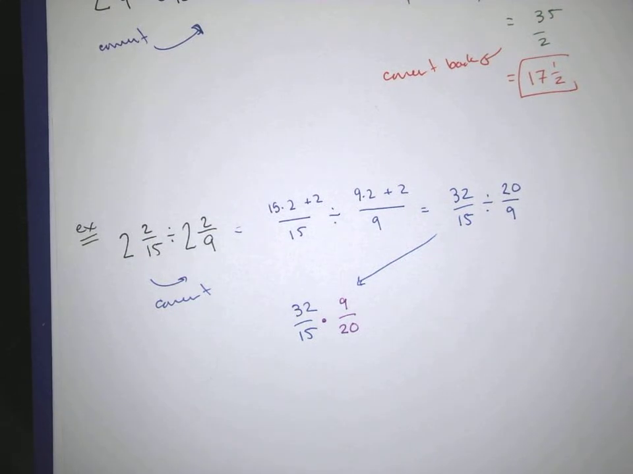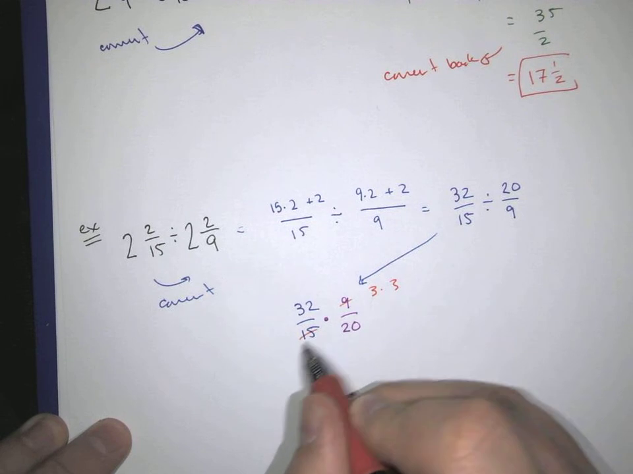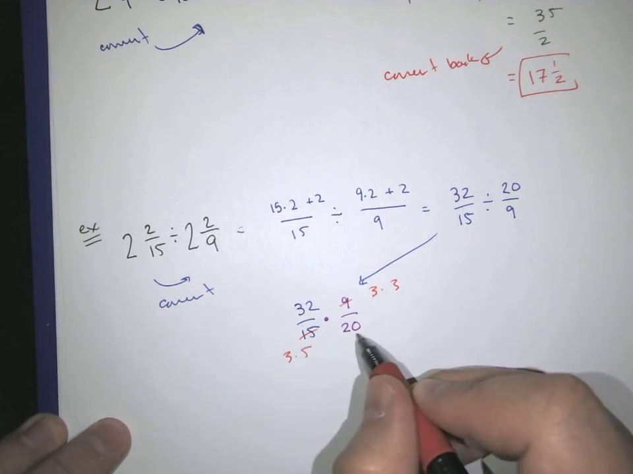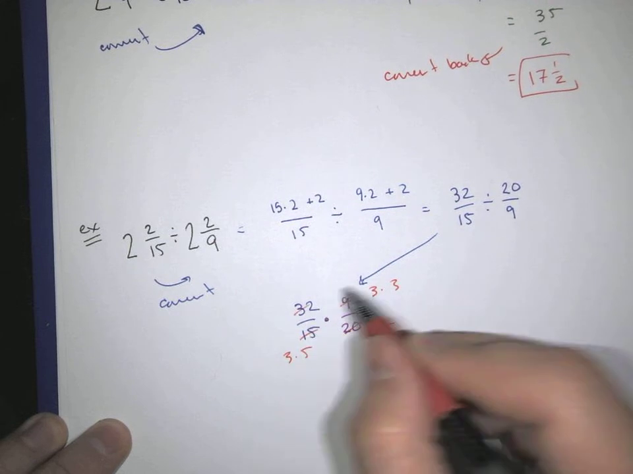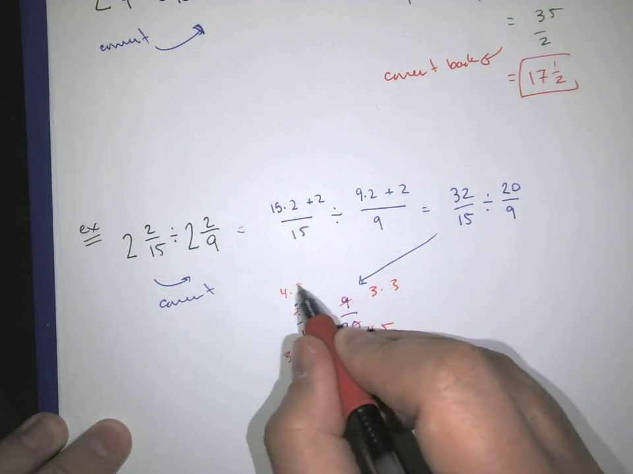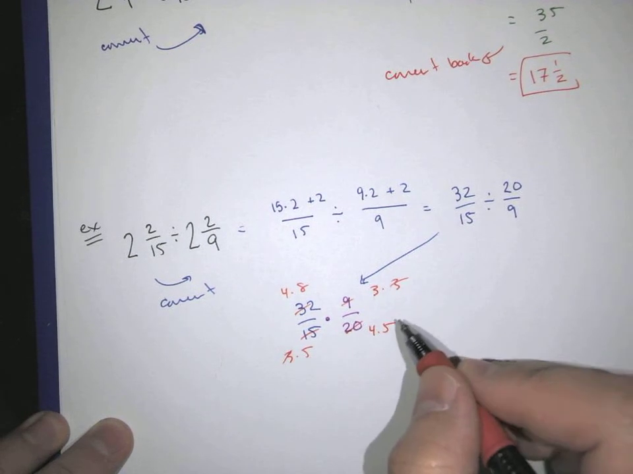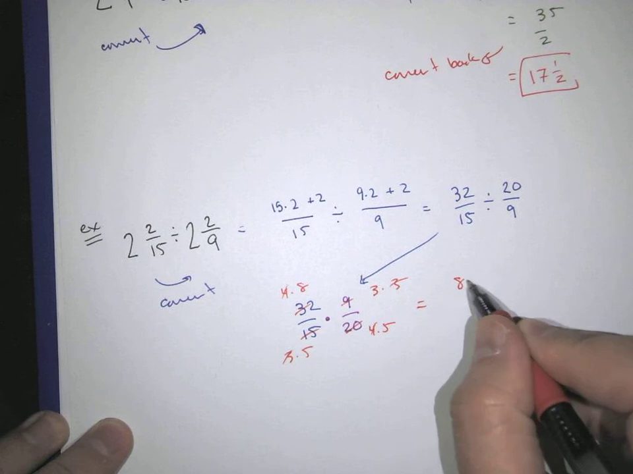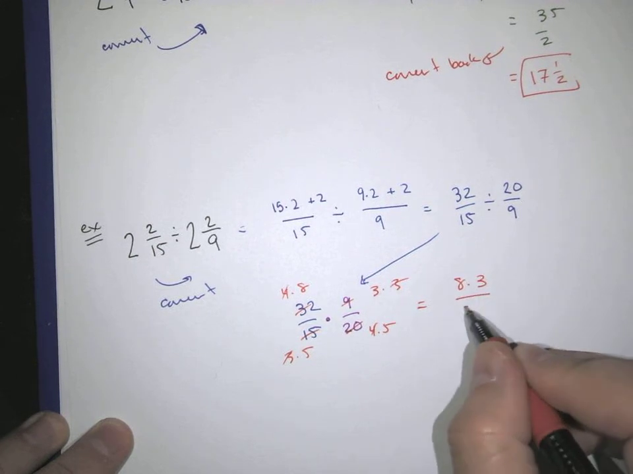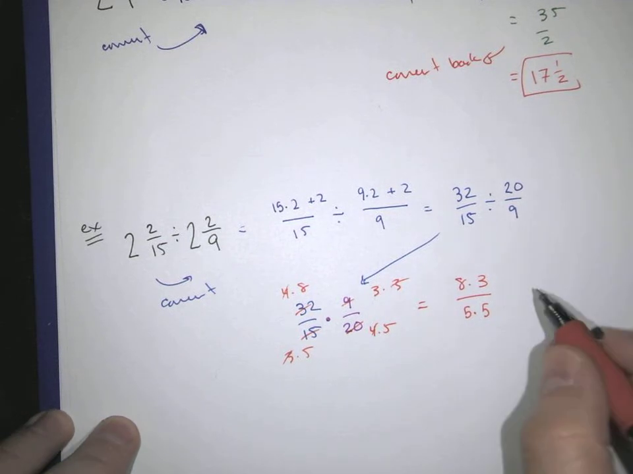Look to cancel, just like we were doing before. Factor and cancel. We could do 9 is 3 and 3, 15 is 3 and 5, 20 would be 4 times 5, 32 we could break a bunch of different ways, but if I've got a 4, let's do 4 and 8. So 3 cancels 3, 4 cancels 4. Let's regroup, see what we've got. 8 times 3 over 5 times 5. So 3 is out, 4 is out. That's going to be 24 over 25, right?